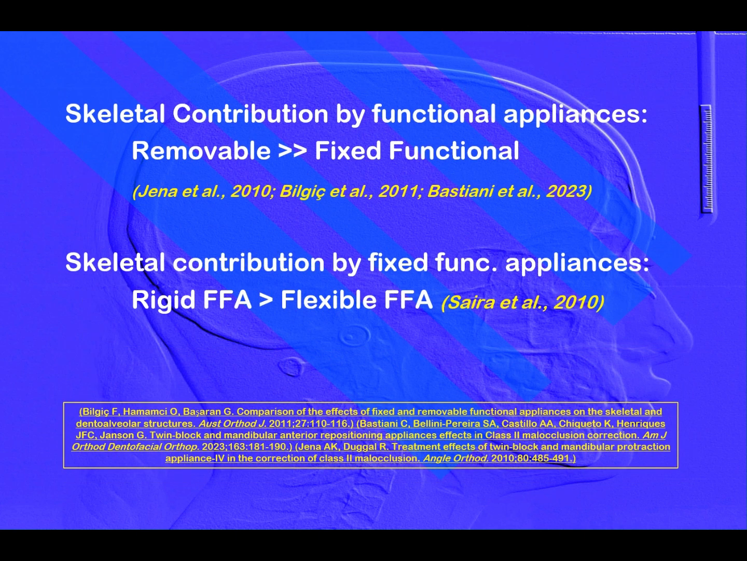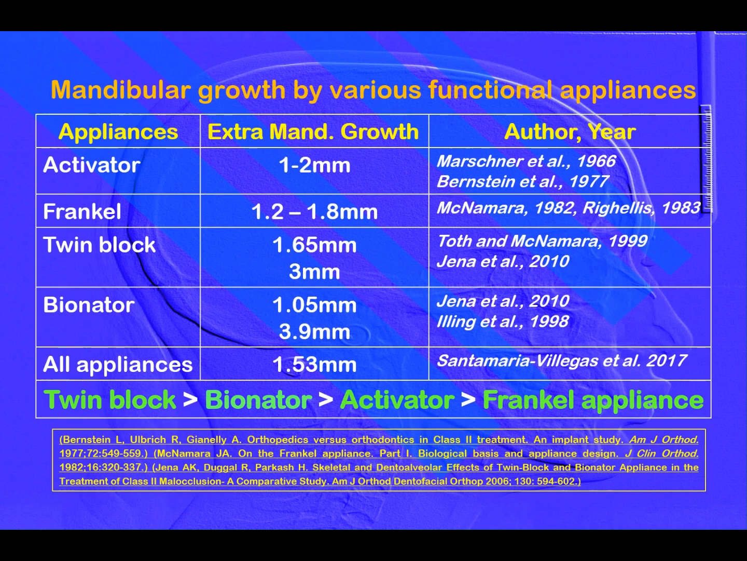According to various studies, the skeletal contributions for the correction of Class II malocclusions are more by removable functional appliances compared to the so-called fixed functional appliances. Literature also suggests that the mandibular growth modulation by various removable functional appliances differs in magnitude. Among all removable functional appliances, the skeletal contribution for correcting Class II malocclusions is maximum with twin block appliance, followed by bionator, activator, and Frankel appliance. Thus, twin block should be the first choice for correcting Class II malocclusions due to mandibular deficiencies.